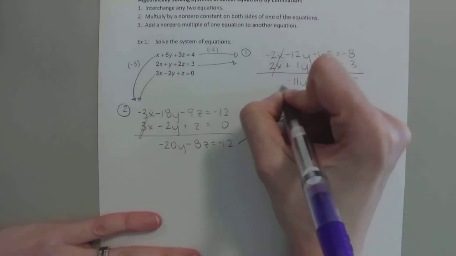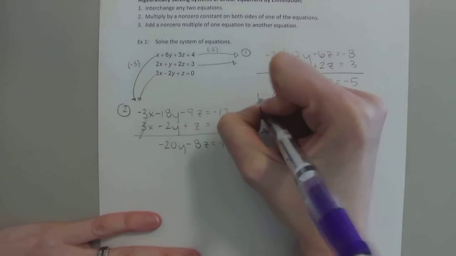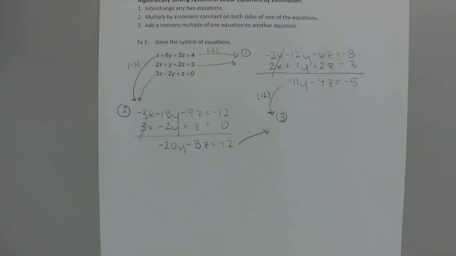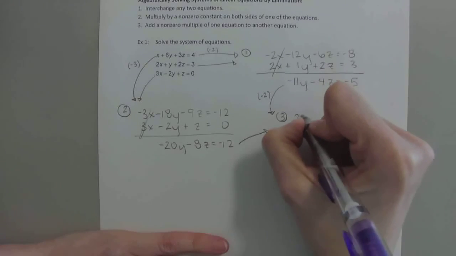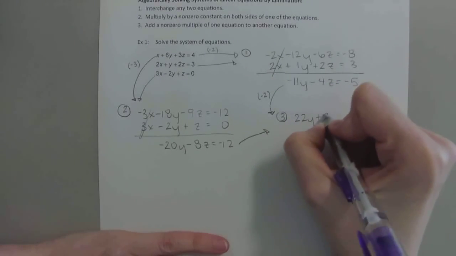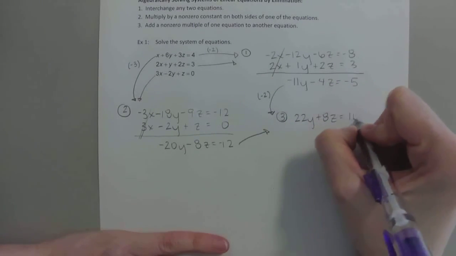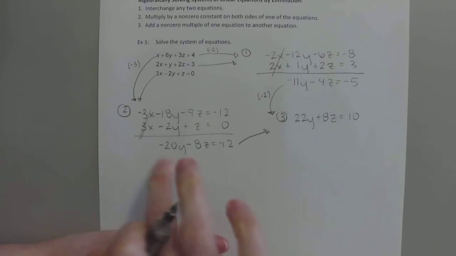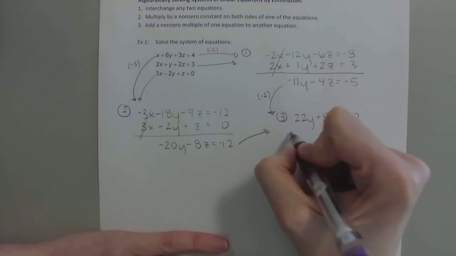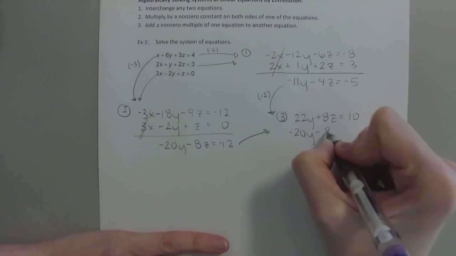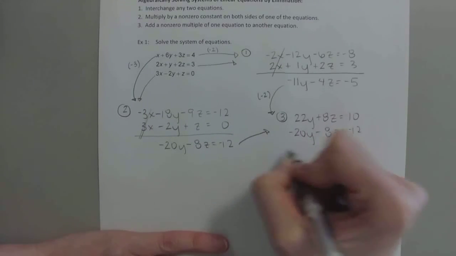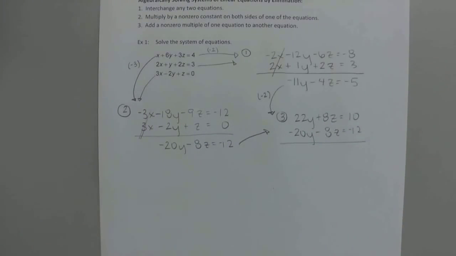Oh. So again, step number 3, I know it's kind of crazy. We're going to multiply by a -2, just that guy. So that -11 will become a positive 22y. He'll become a positive 8z, and he'll become a positive 10. Does that look right? Not changing him at all, he'll become a -20y, a minus 8z, and a -12.